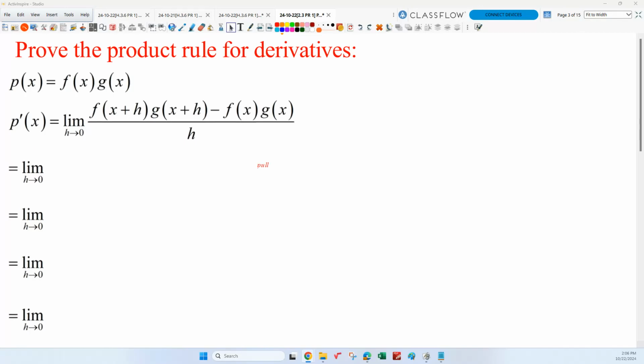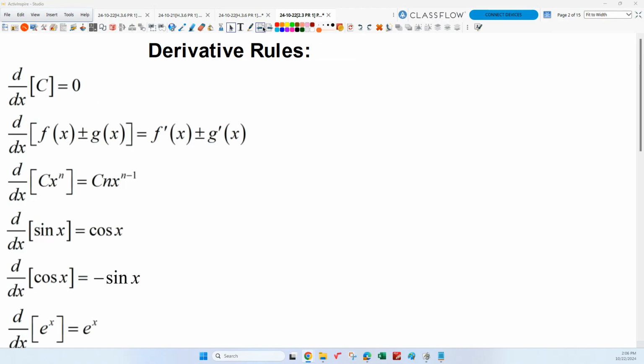Okay, yesterday we were looking at some new derivative rules. I will give you a sheet with these, and I'll post it online tomorrow, because we're going to add two today.